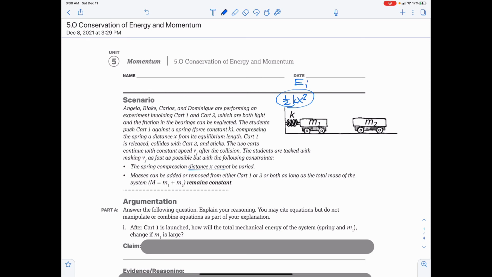The other constraint is that the masses can either be added or removed from cart 1 and 2 as long as the total mass remains constant. So for instance, you could take mass from 2 and add it to 1, or take mass from 1 and add it to 2, but you cannot add mass to both of them or take masses from both of them. The total mass between 1 and 2 has to remain adding up to a constant value. The total mass has to be conserved.